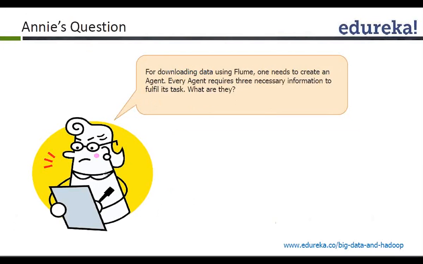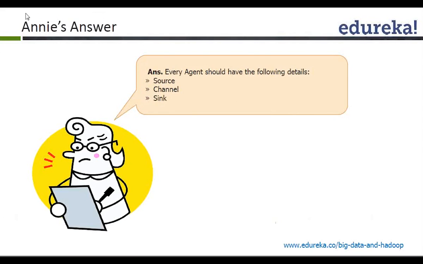For downloading data using Flume, one needs to have an agent that is running on the source side. The agent requires three pieces of information to fulfill the task. What do you think are the three things an agent would need, friends? These are the three things that are mandatorily required. I would need a source.